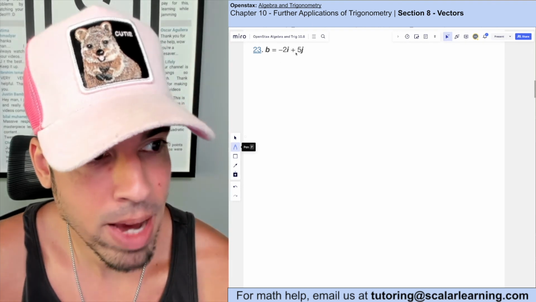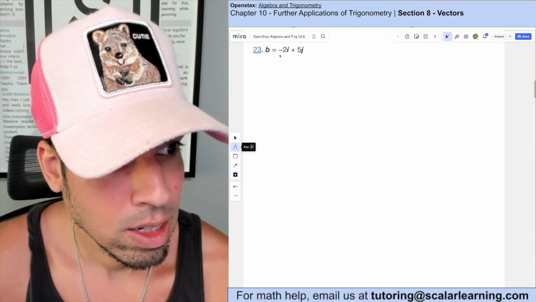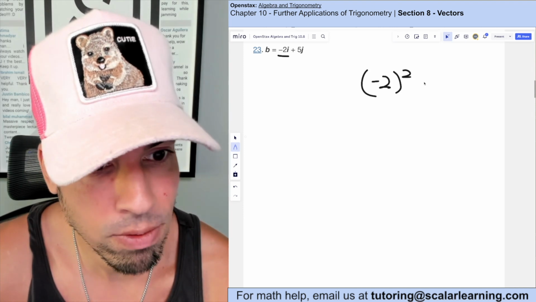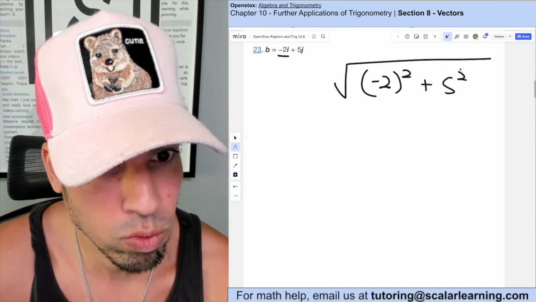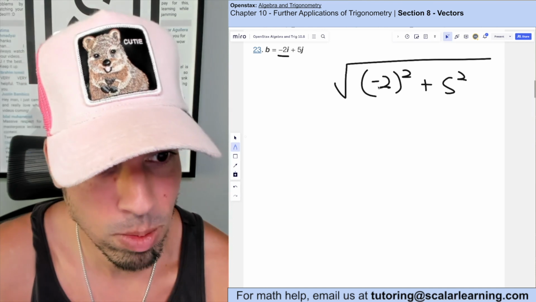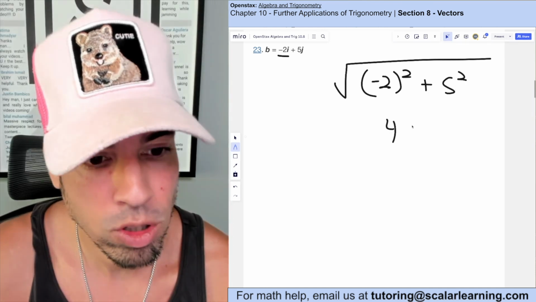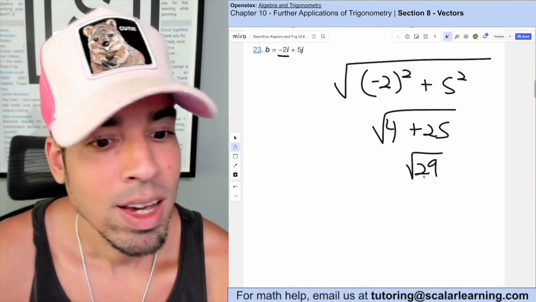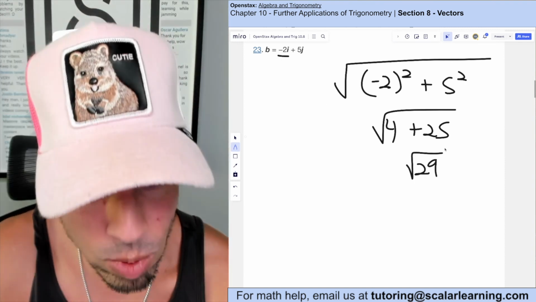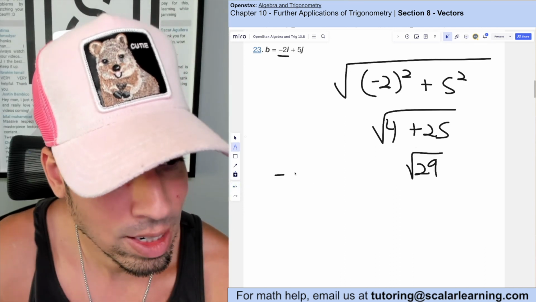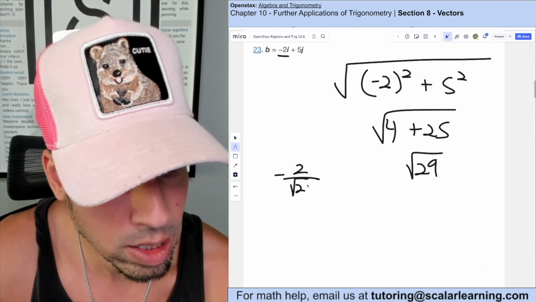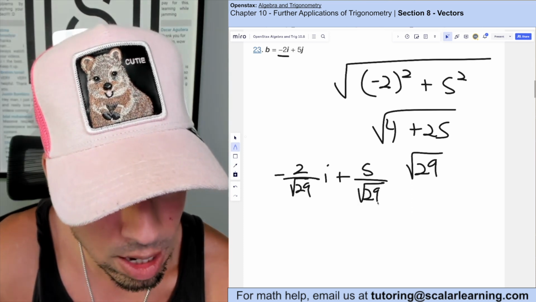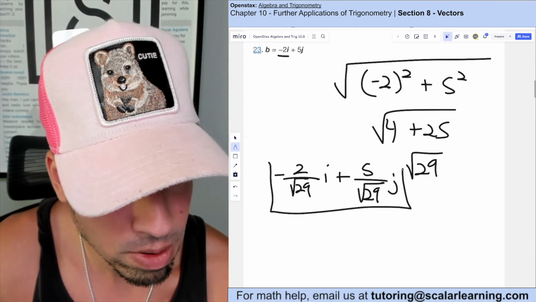First of all, what is the magnitude of this vector, right? We take this first component, negative 2, and we square it. We take the second component, 5, and we square that. And we take the square root of this, right? So it looks like the distance formula. Negative 2 squared is 4. 5 squared is 25, and the square root of that is square root of 29, right? Then we take each of these individual components and we divide them by the magnitude. So we get negative 2 over rad 29 i plus 5 over rad 29 j. And that is how you find the unit vector.